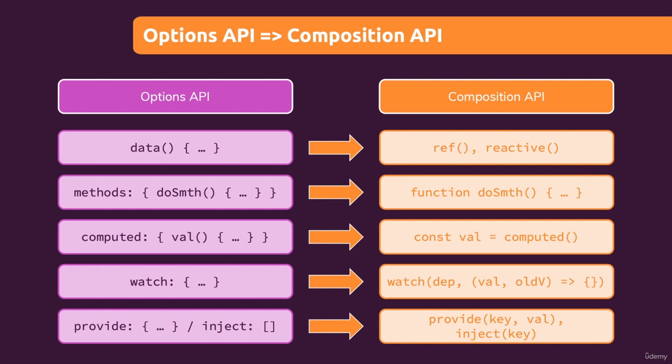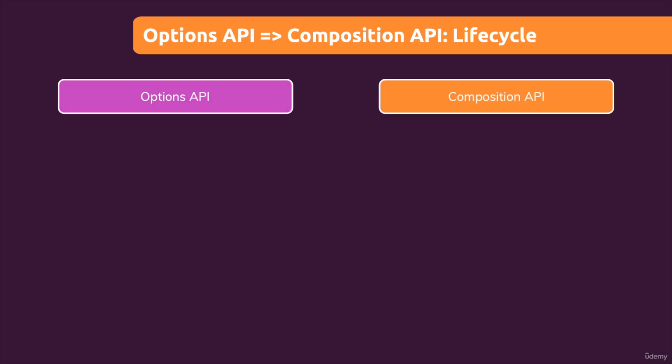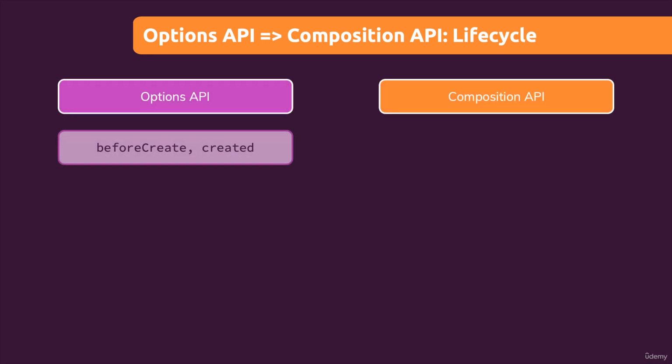Now there's one more thing I want to dive into before we apply that all to a bigger project, and that are lifecycle hooks. There we have, for example, beforeCreate and created in the options API, and we could simply add those methods to our config object. How does this look like with the composition API? With the composition API, we don't add those lifecycle hooks to our component config object anymore. Instead, we have functions which we can import from Vue, which you can call inside of the setup method.